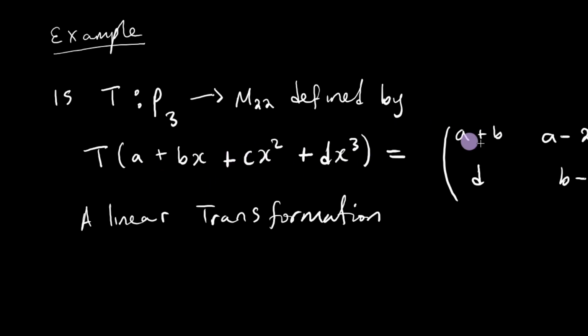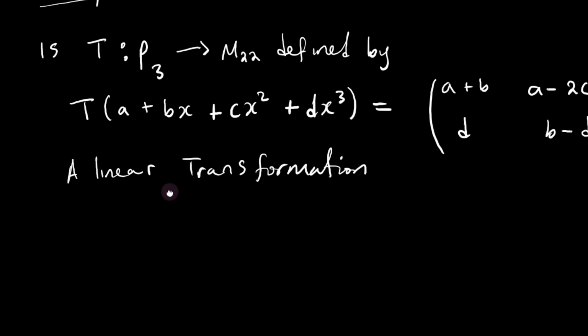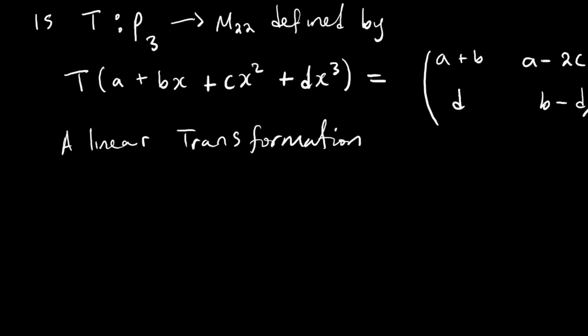Is this transformation a linear transformation? For us to prove that this is a linear transformation, first of all, we need two vectors. So we'll let two vectors U and V be elements of the object. Always they have to be elements of the object.